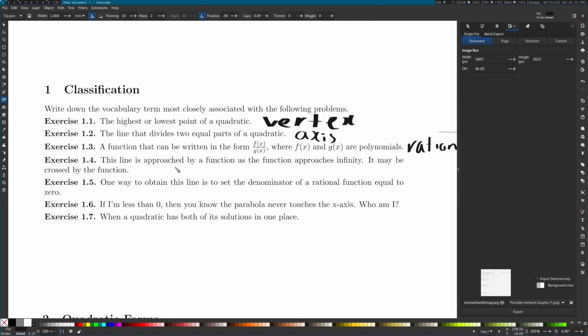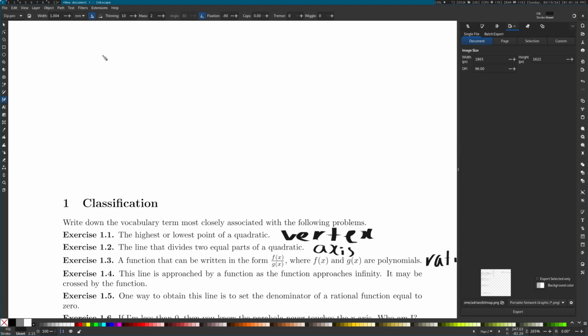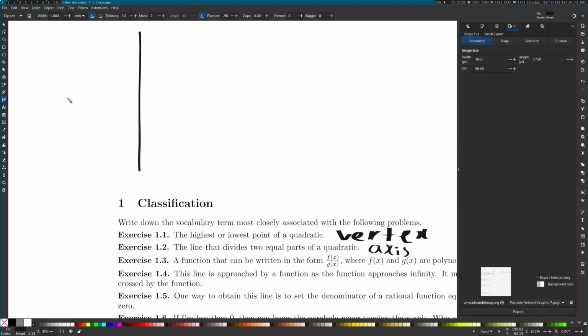This line is approached by a function as the function approaches infinity. It may be crossed by the function. So we have two possible scenarios. It's either the vertical or the horizontal. So if we have a vertical asymptote, it would look something like this. Let's say it's at x equals 2.